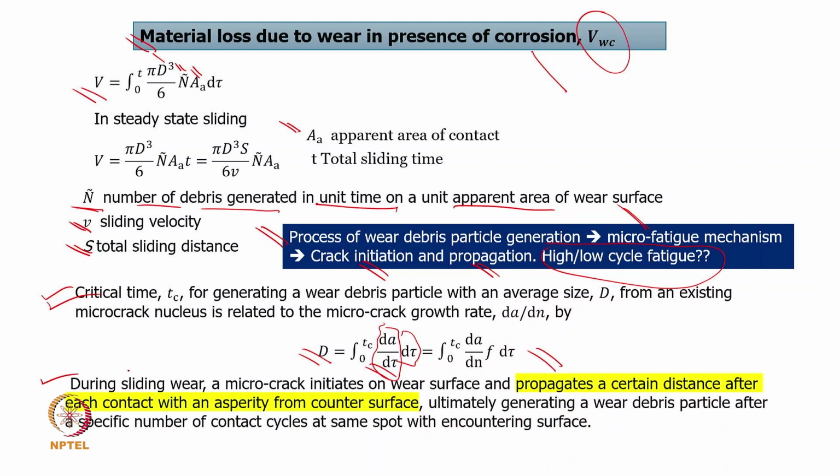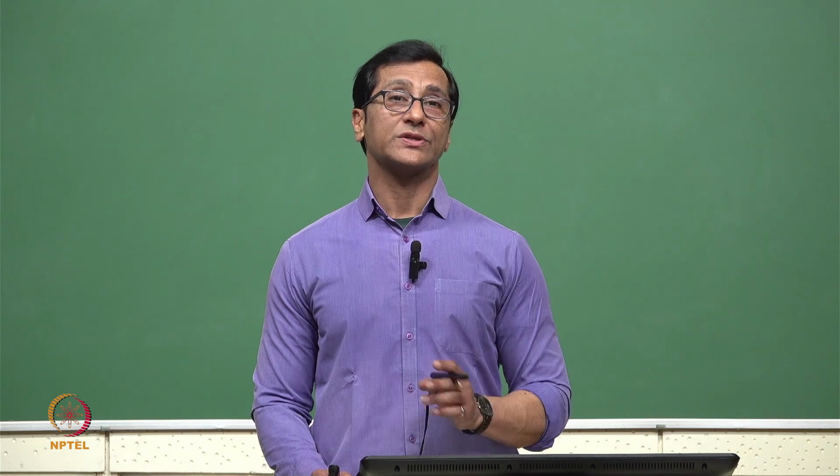So that's why we are saying that during sliding wear, a micro crack initiates on the wear surface and propagates a certain distance after each contact with an asperity from the counter surface, ultimately generating a wear debris particle after a specific number of contact cycles. This is what we call low cycle fatigue or high cycle fatigue. Often, in the presence of corrosion, this will turn out to be low cycle fatigue. It will not be high cycle fatigue. Particles will get fractured from the surface more easily compared to without corrosion.